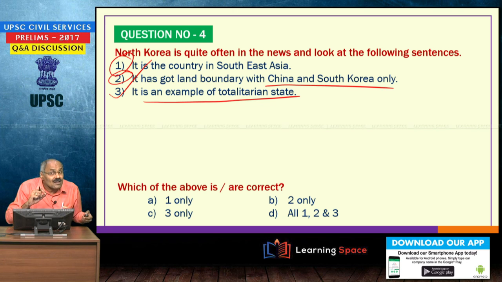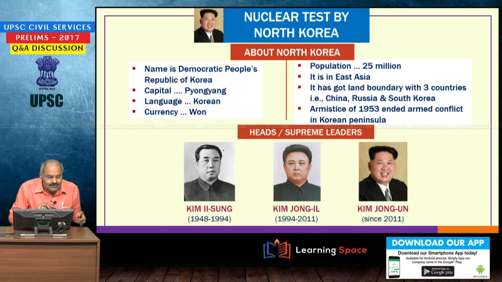This North Korea is part of East Asia, right. All of you must be familiar with South Asia, West Asia, Southeast Asia, East Asia. The countries North Korea, South Korea, Japan, China, all these are part of East Asia, please do not forget. So, the statement that it is a country in Southeast Asia is wrong. So, 3 only is correct, right.